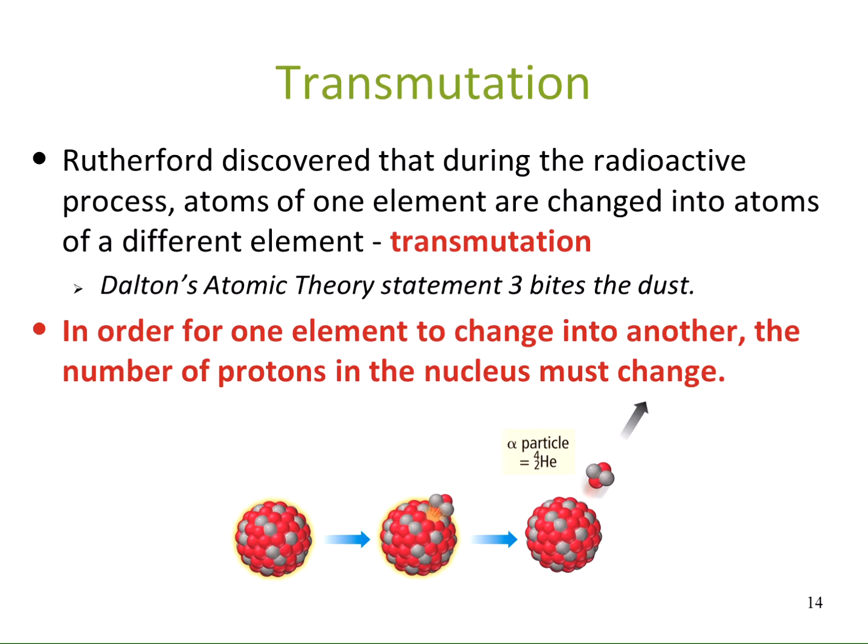So this is where Dalton's atomic theory statement 3 is no longer valid, because remember that one said that one element cannot change into another. Well, if you have a nuclear reaction, you can change from one type of element to another. And in order for one element to change into another, the number of protons in the nucleus must change.